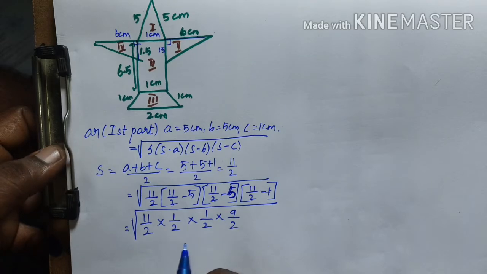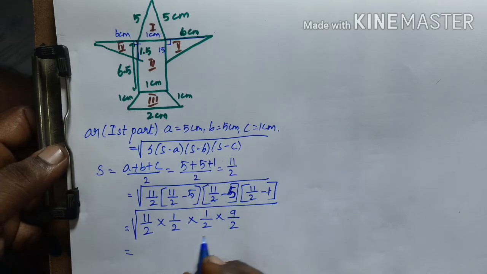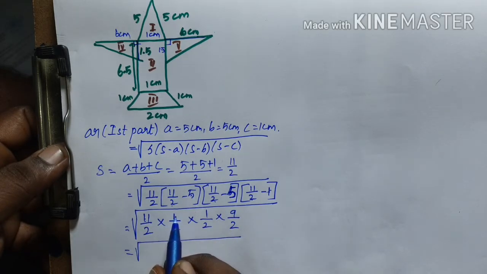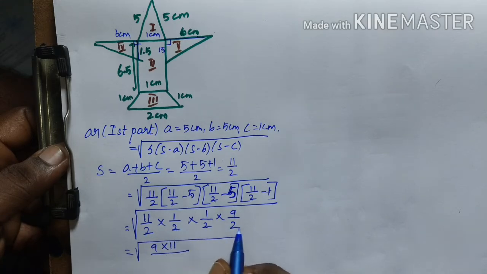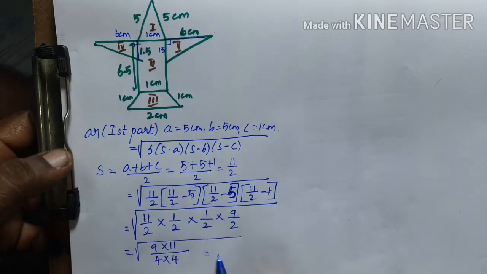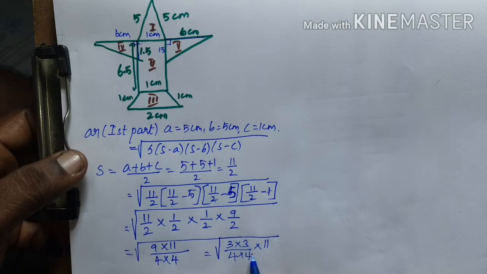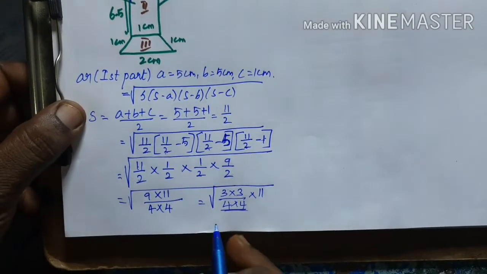And I am going to simplify the values here. Next, I need to multiply all the numerator values and then the denominator values. 11 into 1 is 11, and again 11 into 9 is 99, or else I am going to write 9 into 11 itself, divided by 2 into 2 is 4, and 2 into 2 is 4, so I am going to write it as 4 into 4, because it is very easy to split, that means to find the square root values. Next, the 9 can be written as 3 into 3 divided by 4 into 4, and one more value is left over here, 11. Next, 3 by 4 into 3 by 4 is a pair of numbers, so I am going to pick that one number.